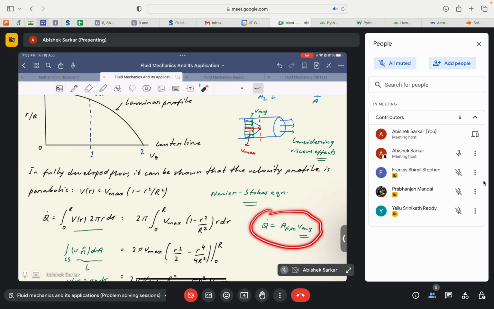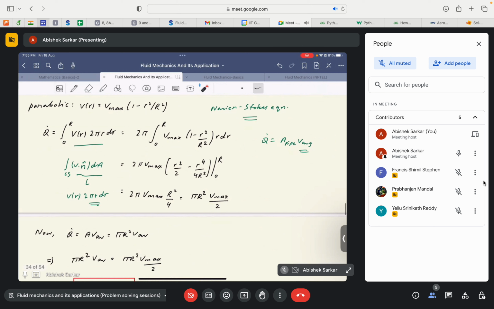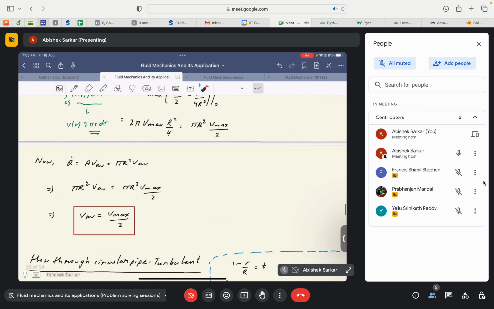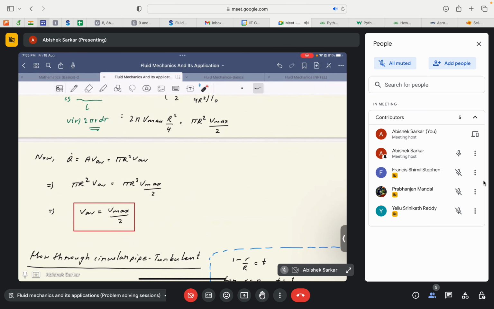Thus, the value of the integration that we obtain after doing this should be equal to this value, right? So that's why, after doing the integration, we finally equate these two values: area into V average is equal to pi r square V average, is equal to pi r square V max by 2. That is the value that we obtain after the integration.